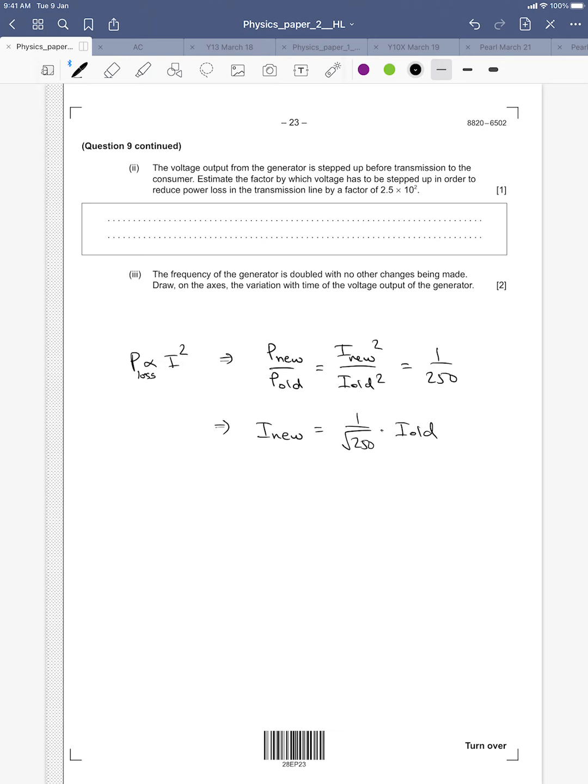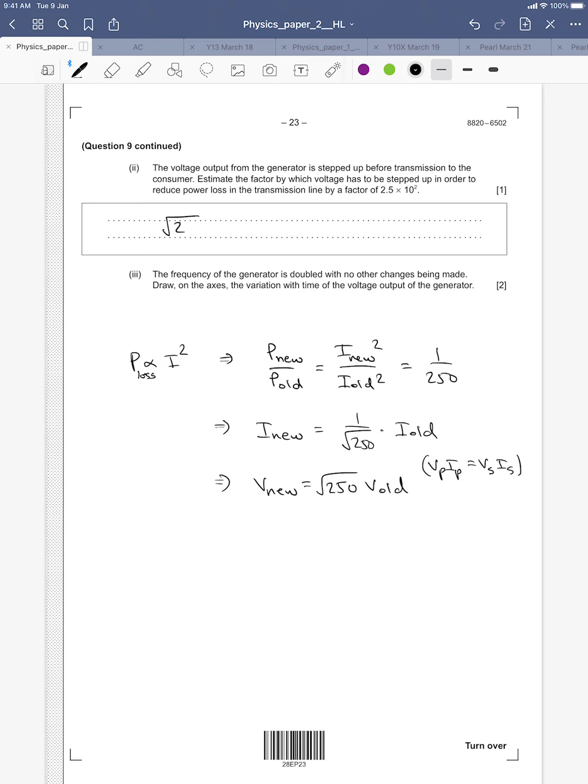Okay, so the new current has to be this much smaller than the old current, and because the voltage and the current are inversely proportional, remember that, then if we're lowering the current by a factor of root 250, we need to step up the voltage by a factor of root 250. Okay, so that's basically the answer, the factor by which the voltage has to be stepped up.